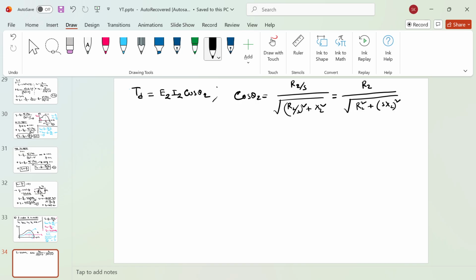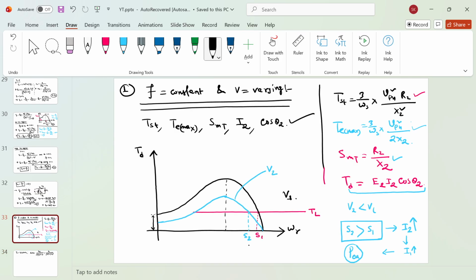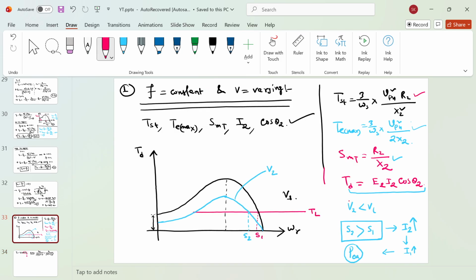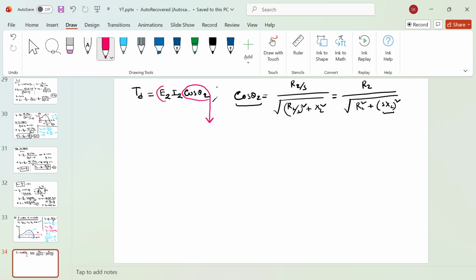Now, from this particular figure, you can see your slip got increased. If your slip got increased, your denominator got increased. That means your rotor power factor, cos theta 2, has reduced. Okay. And also you reduce the supply voltage, that is V2 less than V1. So you have reduced the E2 also. You have reduced this quantity.